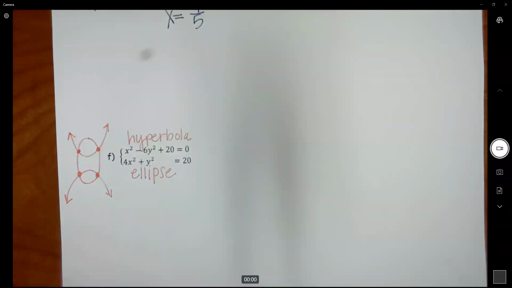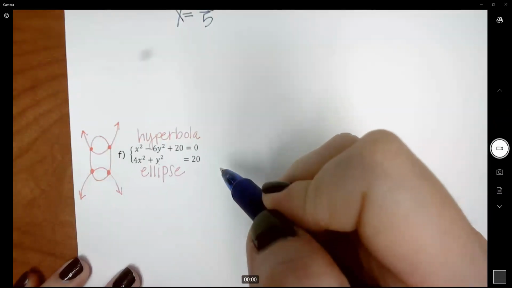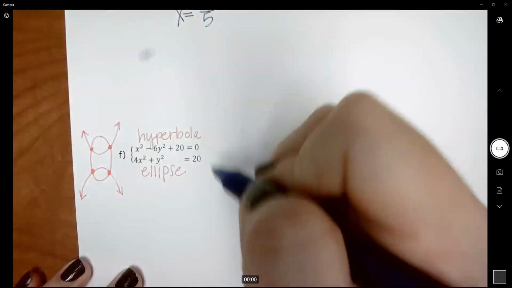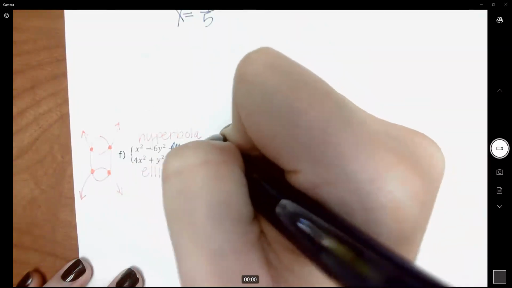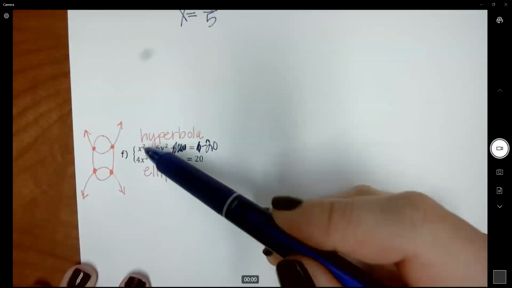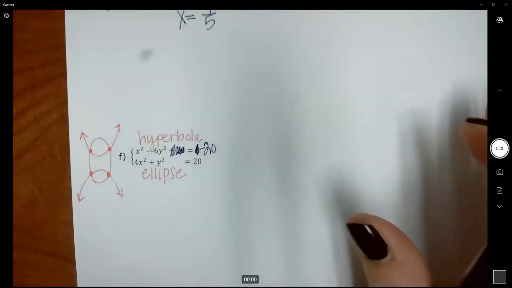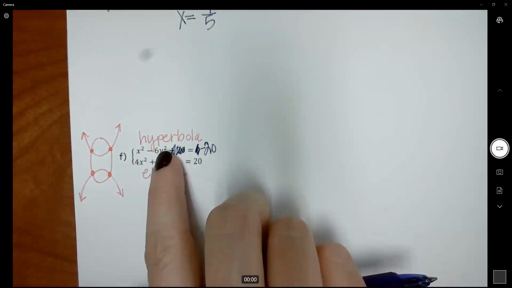Well, you have both x squareds and both y squareds. So this one we can use elimination. And to use elimination, I need these all to be lined up. So I need to move my 20 over. And so when I move my 20, this is going to be -20 over here. And then we can eliminate our x's or our y's. It does not matter since they are both squared. I'm going to eliminate y's because you already have one positive and one negative.